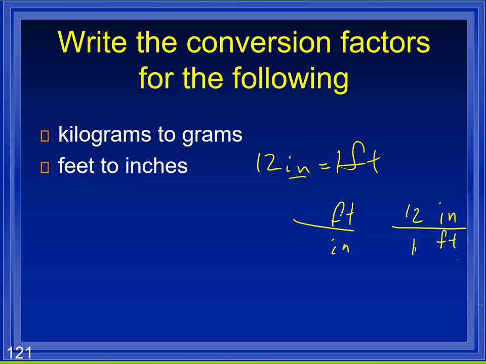Here's a silly mistake people make all the time. 12 feet equals 1 inch. Is that true? See, if you say it out loud, it just hurts to say 12 feet equals 1 inch. No, that's not true. 1 foot is 12 inches. Thing on top and thing on the bottom have to be the same size.